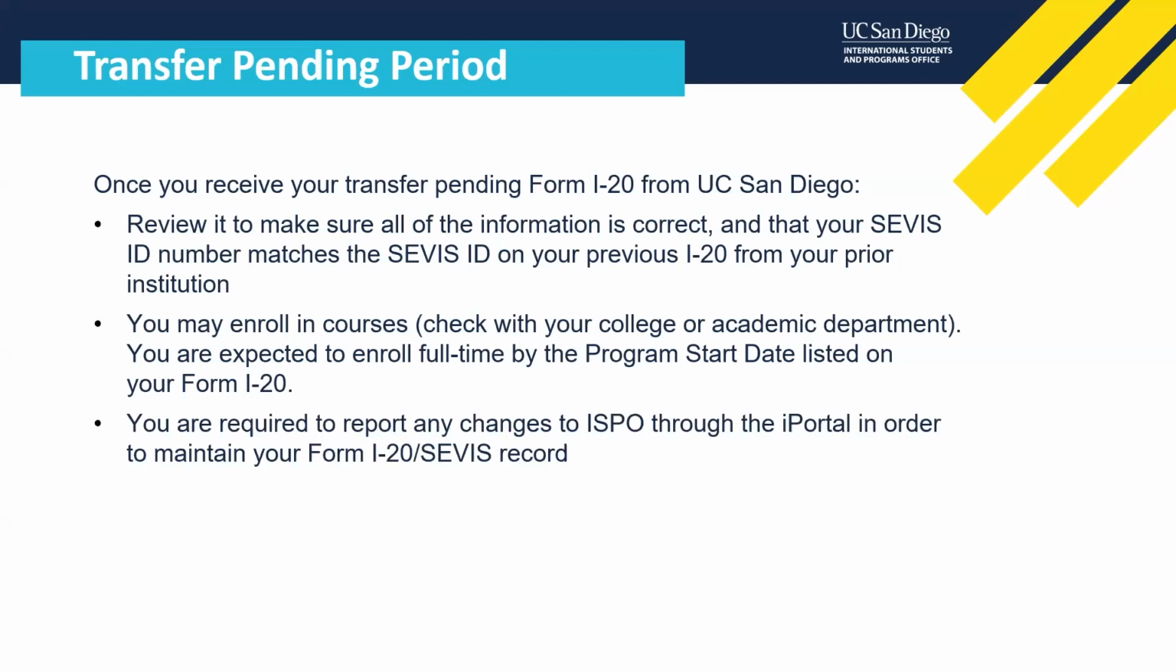All right, moving on. Once you receive your transfer pending Form I-20, you are required to report any needed changes to the information or to your plans to enroll in UC San Diego via iPortal. On our website, you can find instructions for reporting changes in iPortal based on what the change may be. For example, if you need to report a change to your address, your legal name, or your contact information, or maybe you decide to change majors, anything like that, please make sure you report it to us so that we can keep your Form I-20 updated.